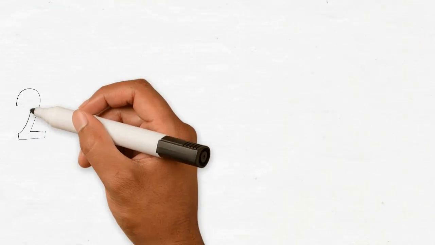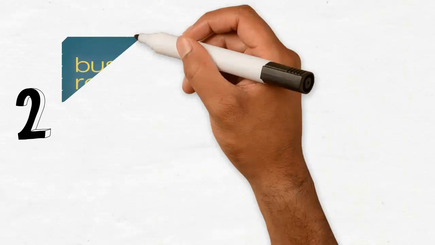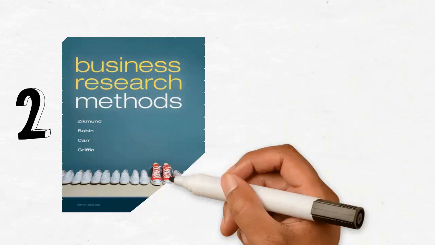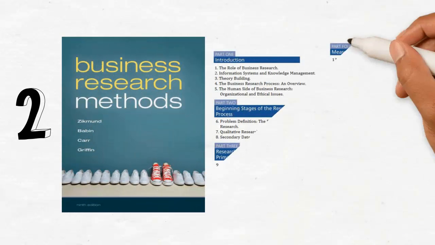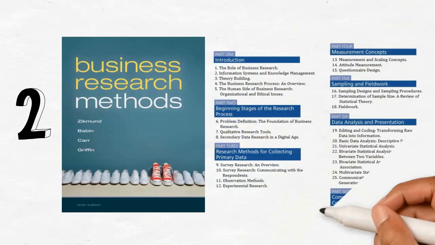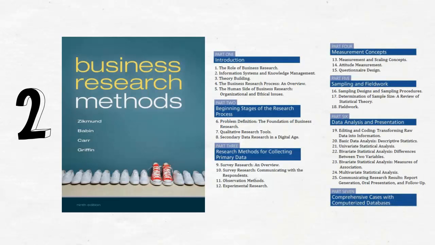A second book is Business Research Methods, 9th edition by Zikmund, Babin, Carr, and Griffin. The book is made up of 7 parts and 25 chapters. In part 1, we can read about the role of business research, information systems and knowledge management, theory building, the business research process, an overview, and the human side of business research, organizational and ethical issues.